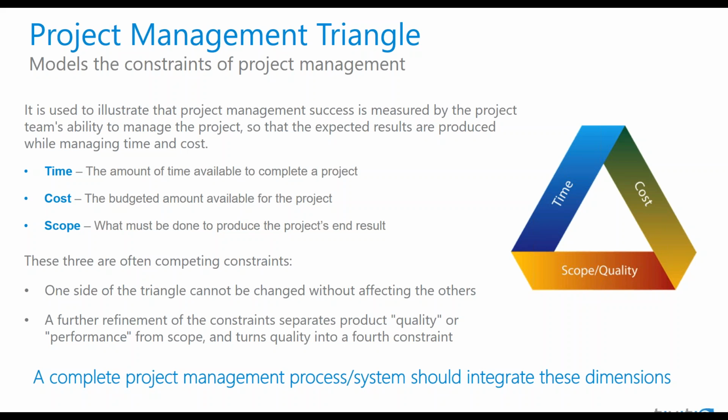A further refinement of this constraint model really separates product quality or performance from the scope and turns quality into a fourth constraint, meaning that's something that could give if there's changes in any one leg of that triangle. Ultimately, the message here is that a complete project management process or system should integrate all of these dimensions so that we can manage them all within a common solution and process framework.